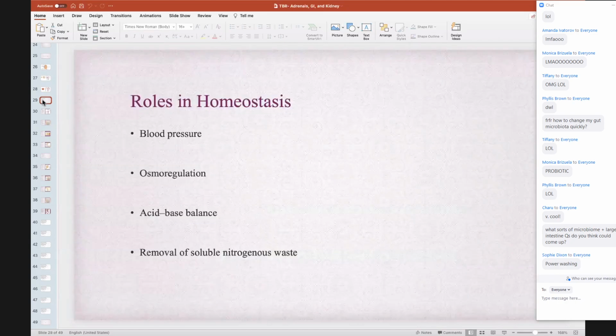All right, so let's get into more of the nitty gritty of the renal system. So the roles in homeostasis, I briefly mentioned this last week. Urine output and the kidneys play so many different roles in homeostasis, specifically in regulating blood pressure, osmoregulation, how much stuff is being dissolved inside your blood, acid-base balance, what the acidity of your blood is. It can be dictated by your kidneys, and the removal of soluble nitrogenous waste.